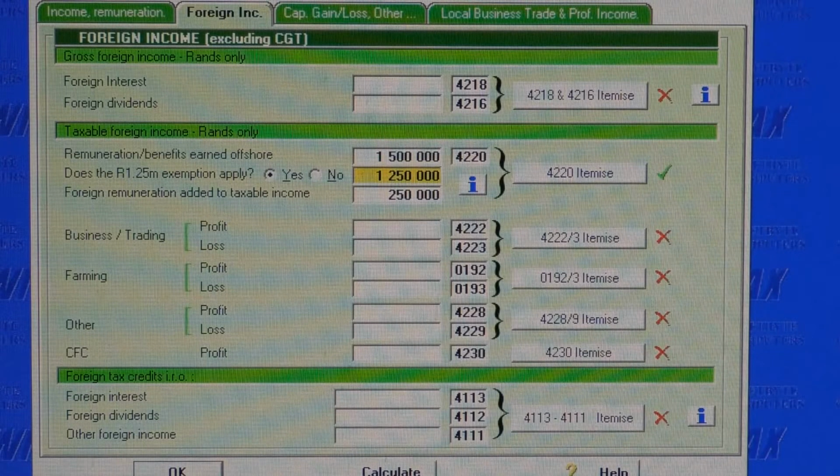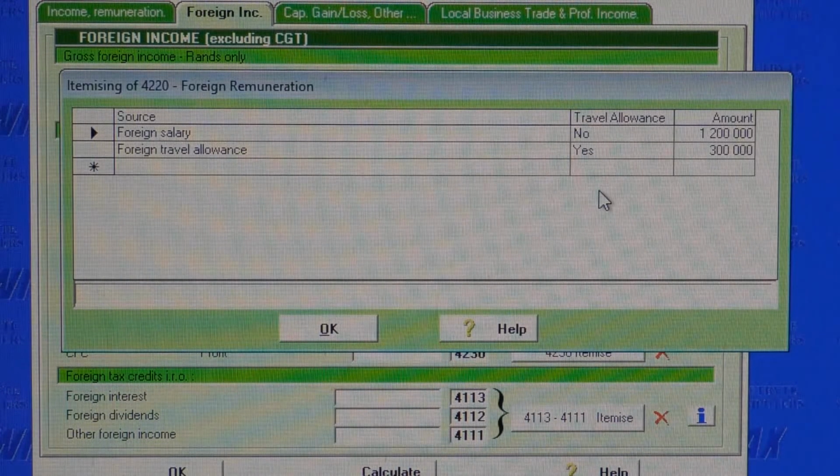Let's have a look at a case where a travel allowance formed part of the remuneration package earned in a foreign country while working in the foreign country for more than the 183-day rule period. In the itemized grid, we can see that the foreign salary was 1.2 million and an amount of 300,000 Rand was also received as a foreign travel allowance.